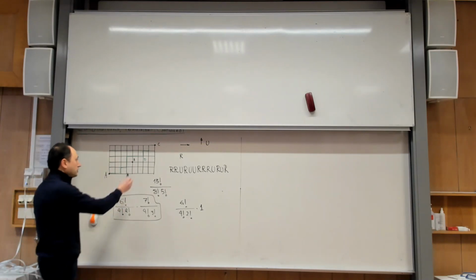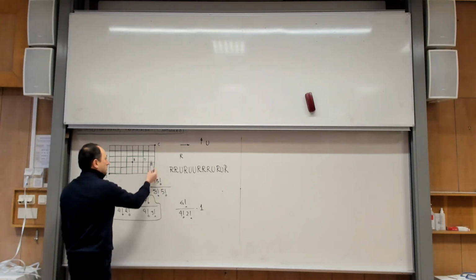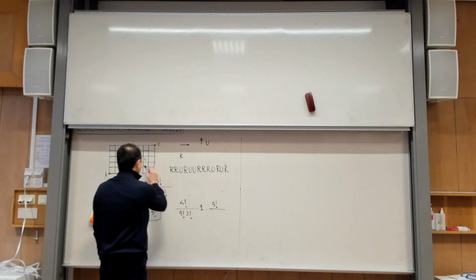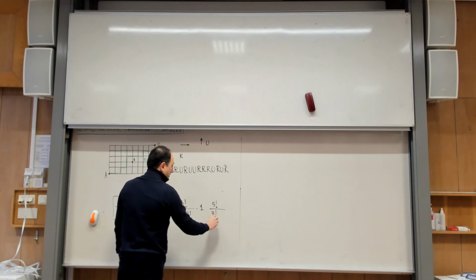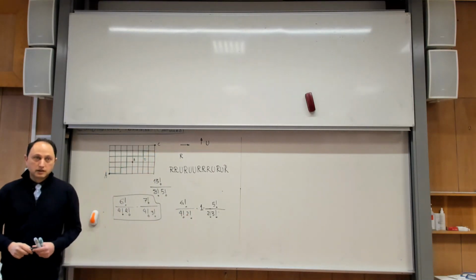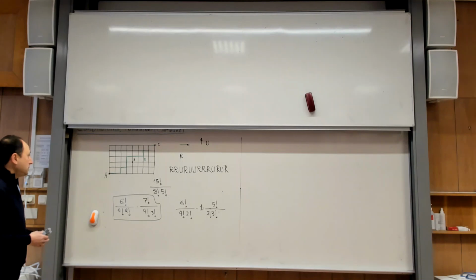And then I go from D to C: 1, 2, 1, 2, 3, 5 moves I need. 2 to the right, 3 ups. And that would be the answer. Is that clear?